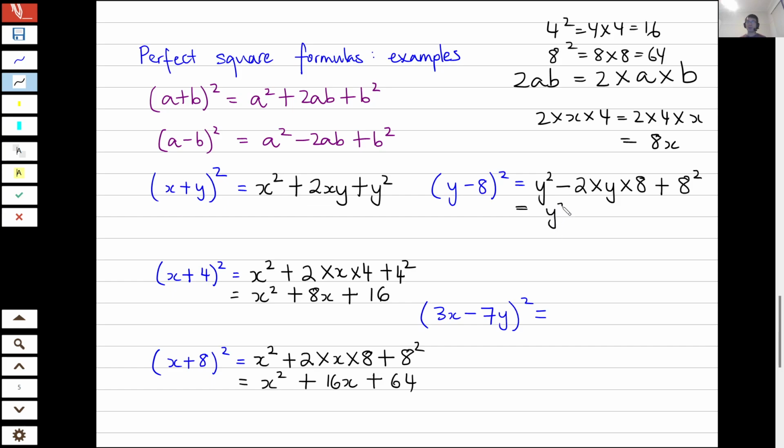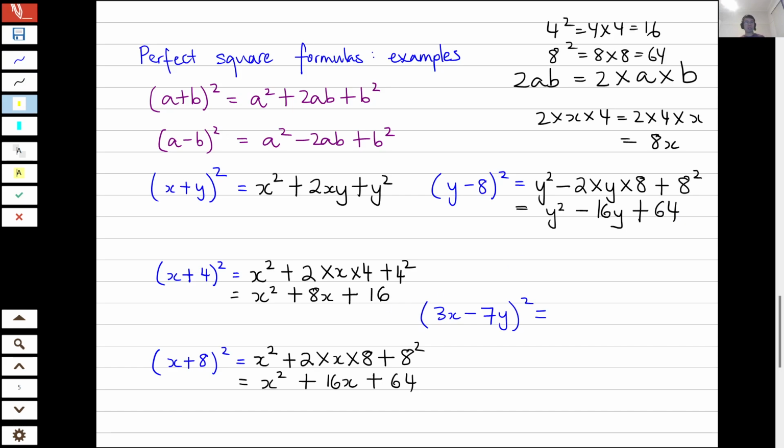Okay, this becomes y squared minus 2 times 8, which gives me 16. 16 times y gives me 16y. Notice again, 16 is double 8. I'm expecting this to happen because I've got a 2 in this formula. And 8 squared is 64.